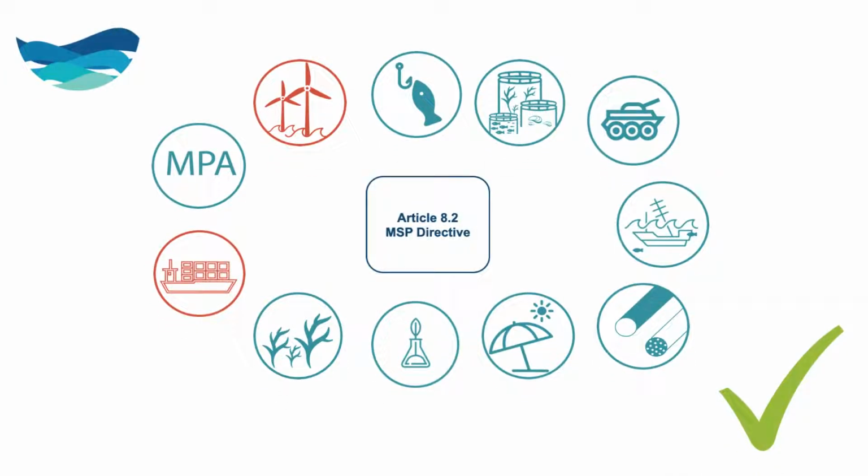Many of the uses in the MSP directive are represented in Baltic countries' MSPs. Shipping, for example, exists in all areas, being one of the oldest uses of marine space, while offshore energy is a relatively new use, being planned but not yet implemented in all countries.